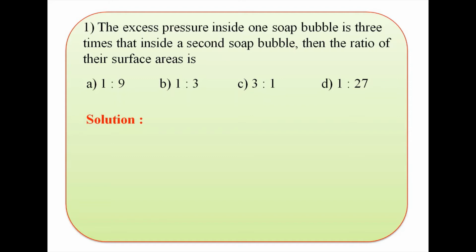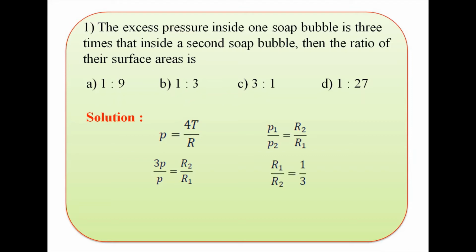Solution for this: as we know, for Laplace's law of the spherical membrane, the excess pressure has the formula P is equal to 4T divided by R. So here pressure and radius are in inverse relation. So we get the formula P1 divided by P2 is equal to R2 divided by R1. As per the problem's given condition, P1, that means 3P, divided by P is equal to R2 divided by R1.